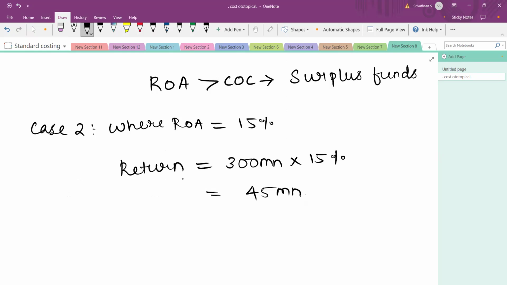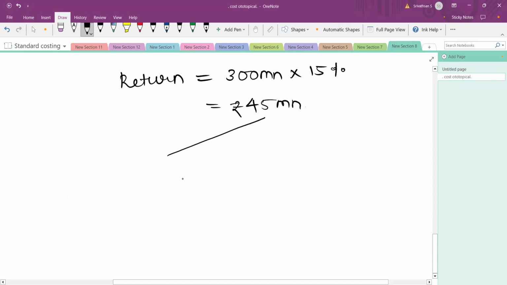So again, repeating the same process, the company generated a return of 45 million, out of which first they will pay to the bank loan. What is the expectation of the bank? It is rupees 10 million. Then after paying the bank loan, the company is left with how many rupees? They had 45 million. They paid 10 million to the bank. So they are left with 35 million.